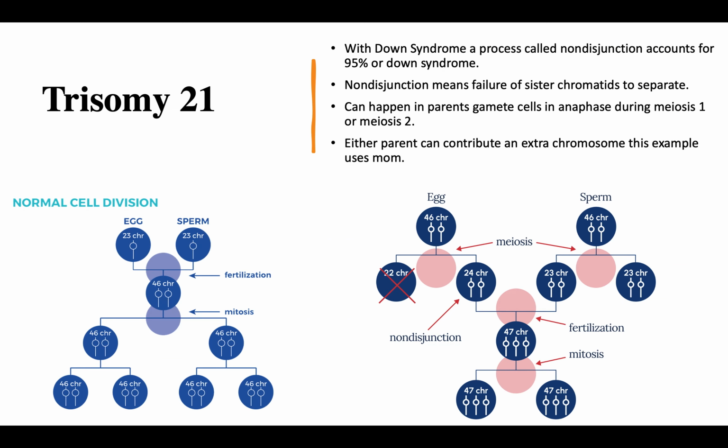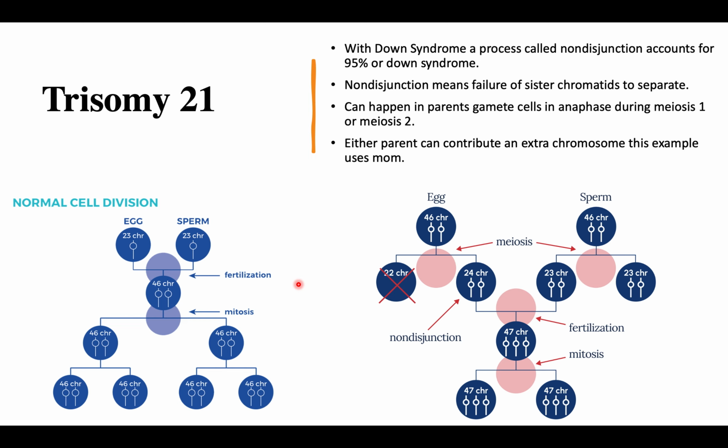Now let's take a look at how trisomy 21 occurs. As discussed in class, normally a mom and a dad will contribute 23 chromosomes each, totaling 46 chromosomes in the fertilized embryo. As you can see here, in normal cell division you have mom and dad, then fertilization, and then the baby has 46 chromosomes, and you go through the process of mitosis to create new cells.